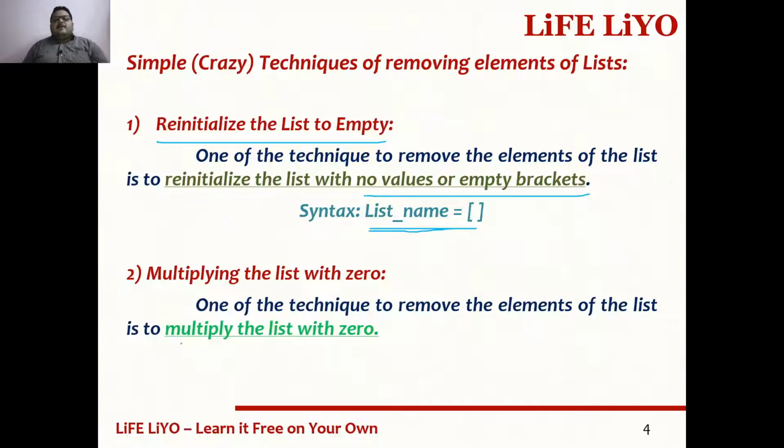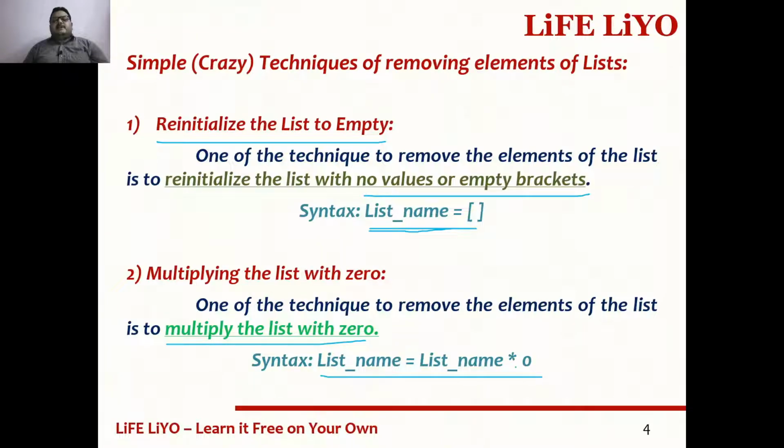That is, multiply the list with 0: list name equal to existing list name into 0. That means all the elements will be removed. These are some crazy things.